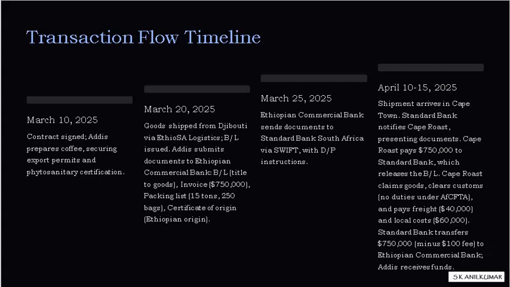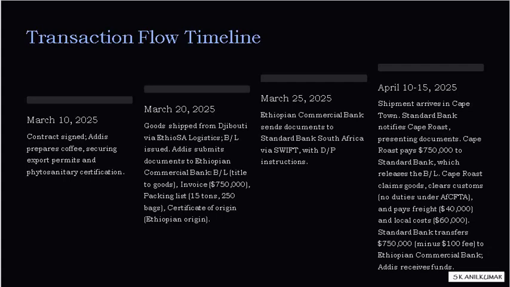Then the Ethiopian Commercial Bank sends these documents to Standard Bank South Africa, and instructions are sent that it is DP. Then the shipment arrives in Cape Town. The party is notified and pays to collect the documents. Why? If they don't pay, the delay will cause damages to them. The buyer has to pay customs clearance duties.